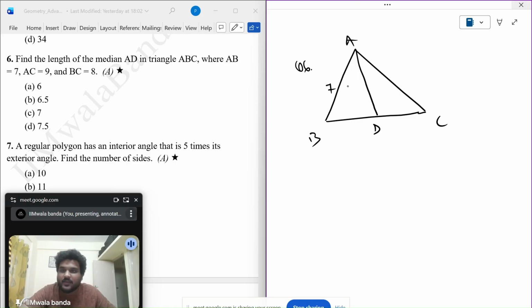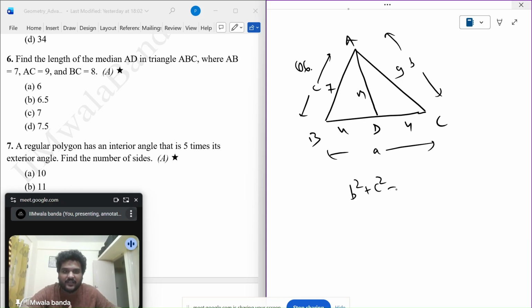AB is 7, AC is 9, BC is 8. So this is 4 and 4. Again, it's a direct application of Apollonius theorem. If you are aware, you know that wherever the median is coming from, the sum of squares of those two sides is equal to twice the square of the median plus the third side upon 2, squared. This you should know. But if you don't remember, again, use the cosine law.